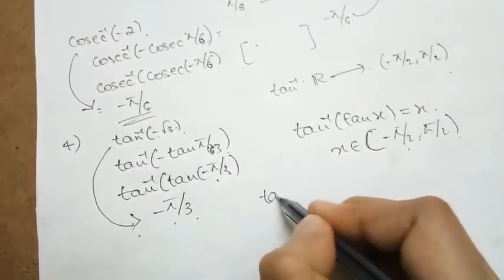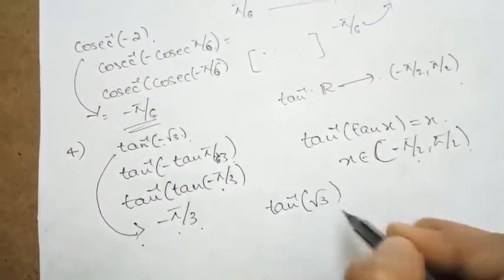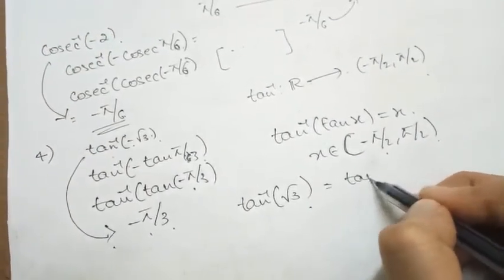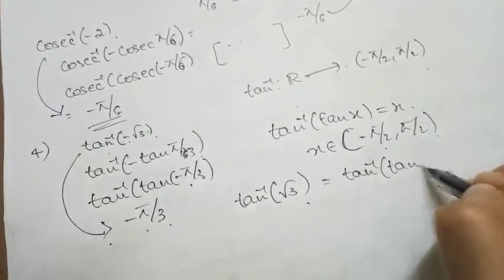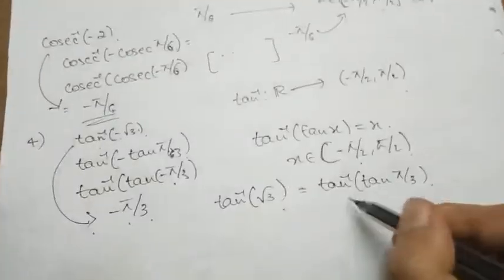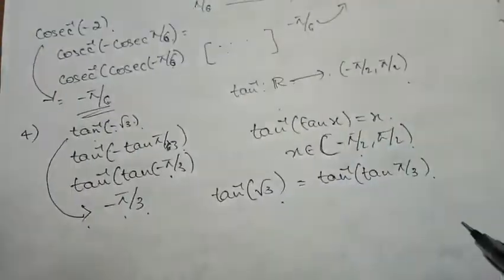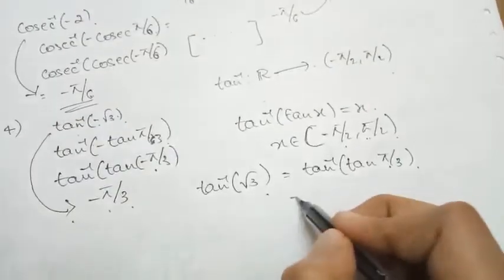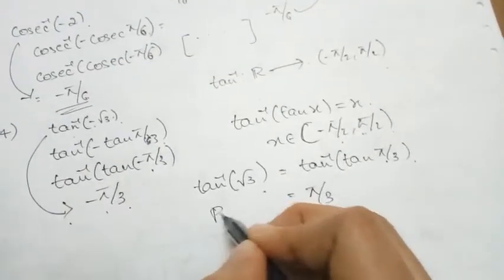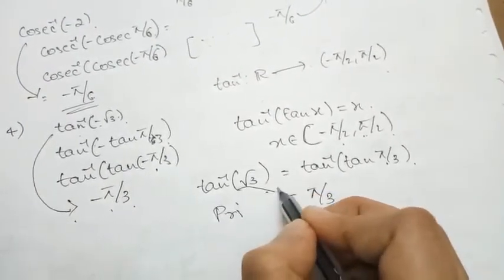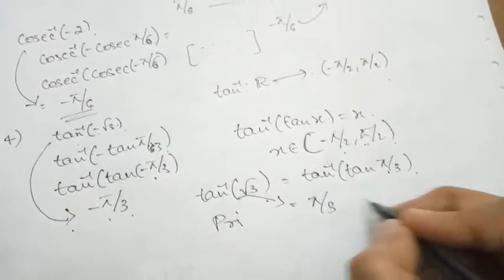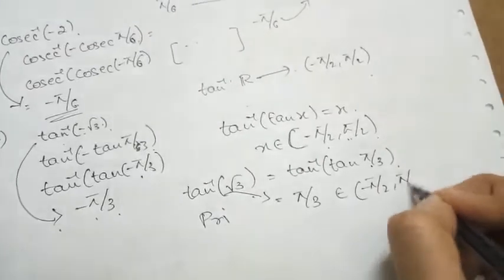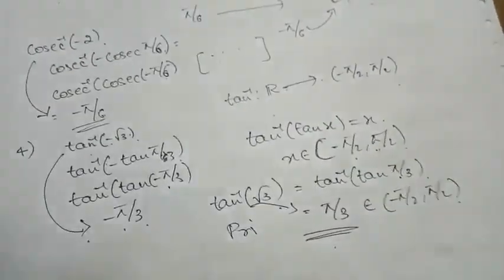Let us check it for the positive value, that is tan inverse of root 3. Clearly I can write tan inverse of root 3 as tan inverse of tan pi by 3. Now this is directly in the format tan inverse of tan x, where pi by 3 belongs to this range. So the principal value of tan inverse of root 3 is pi by 3, since pi by 3 belongs to our principal value branch.